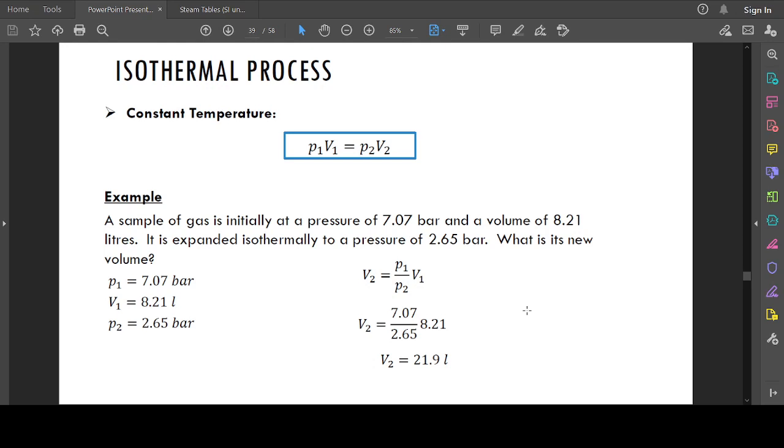Now we know about compression and expansion. If we use the formula provided here, we make the new volume, the final volume V2, the subject of the formula, and the formula becomes P1 times V1 all over P2. We plug in the known variables and calculate the new volume. As we expected, the volume increases due to the reduction in pressure.